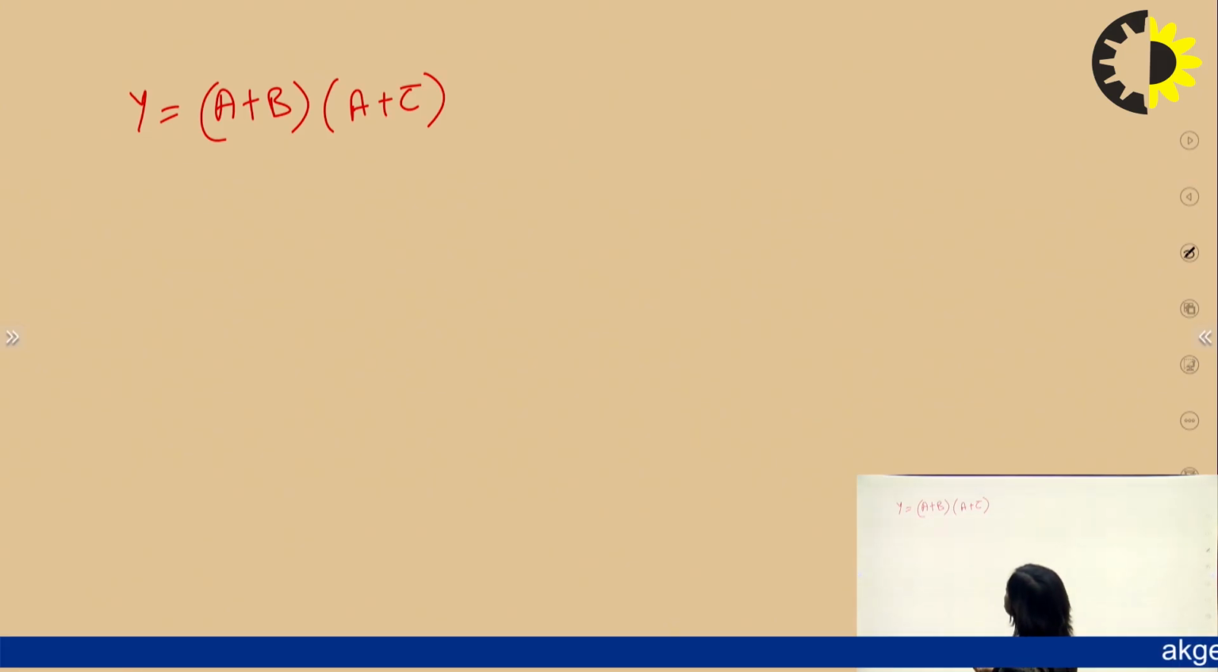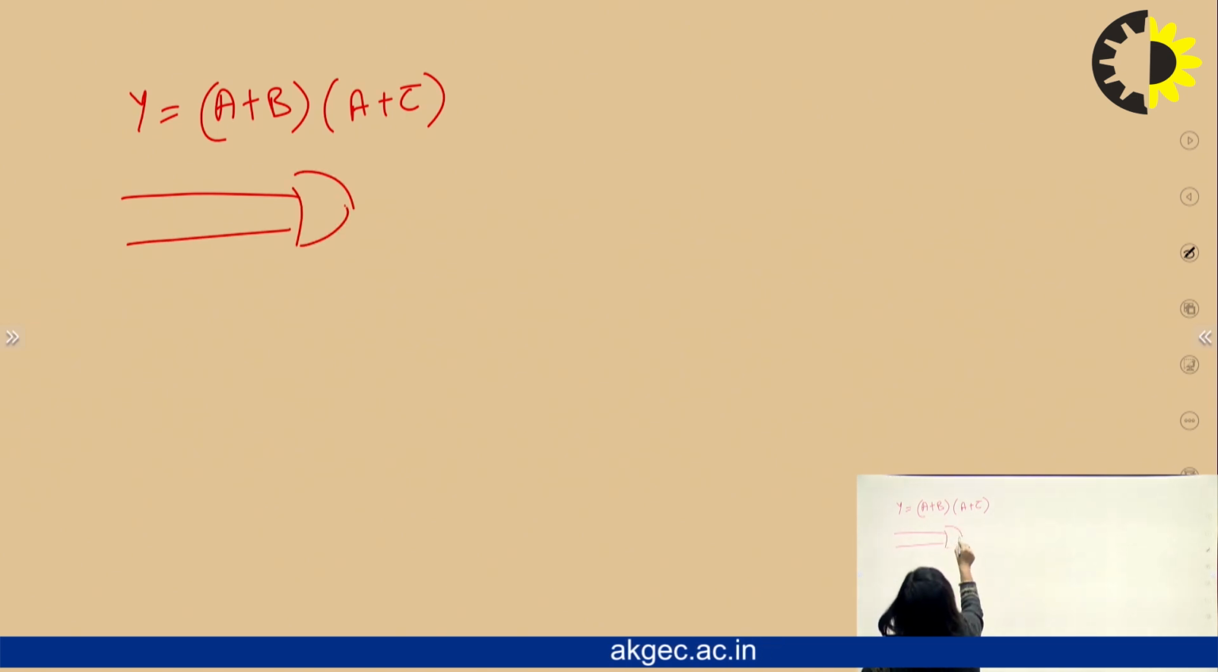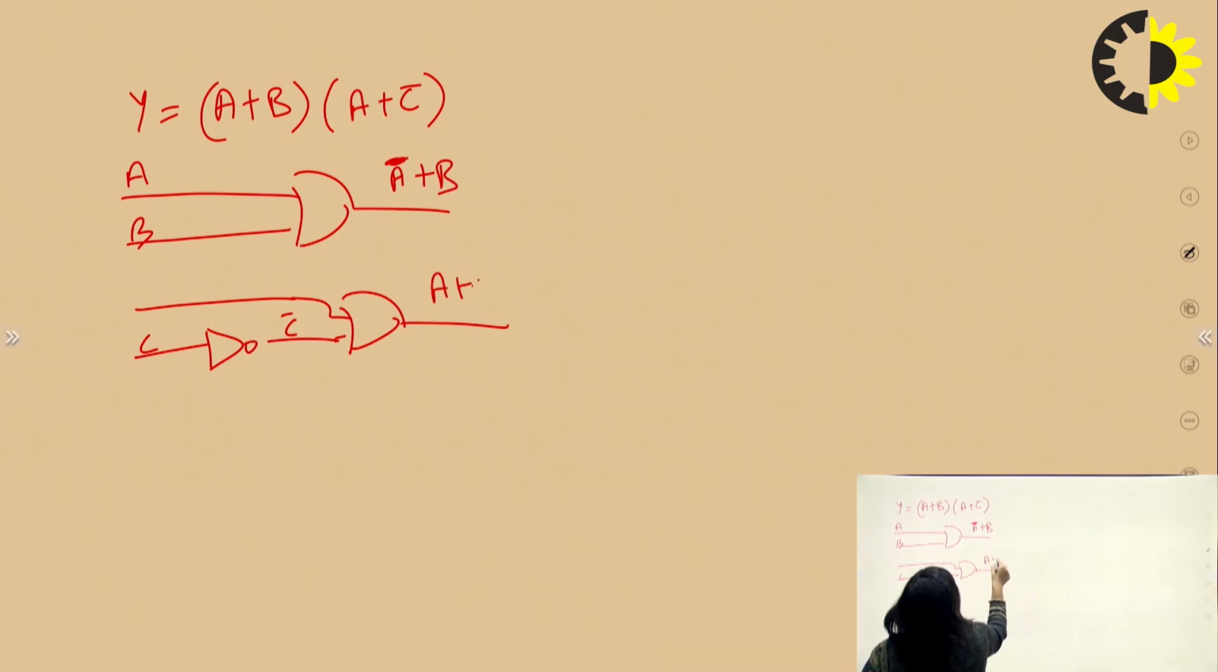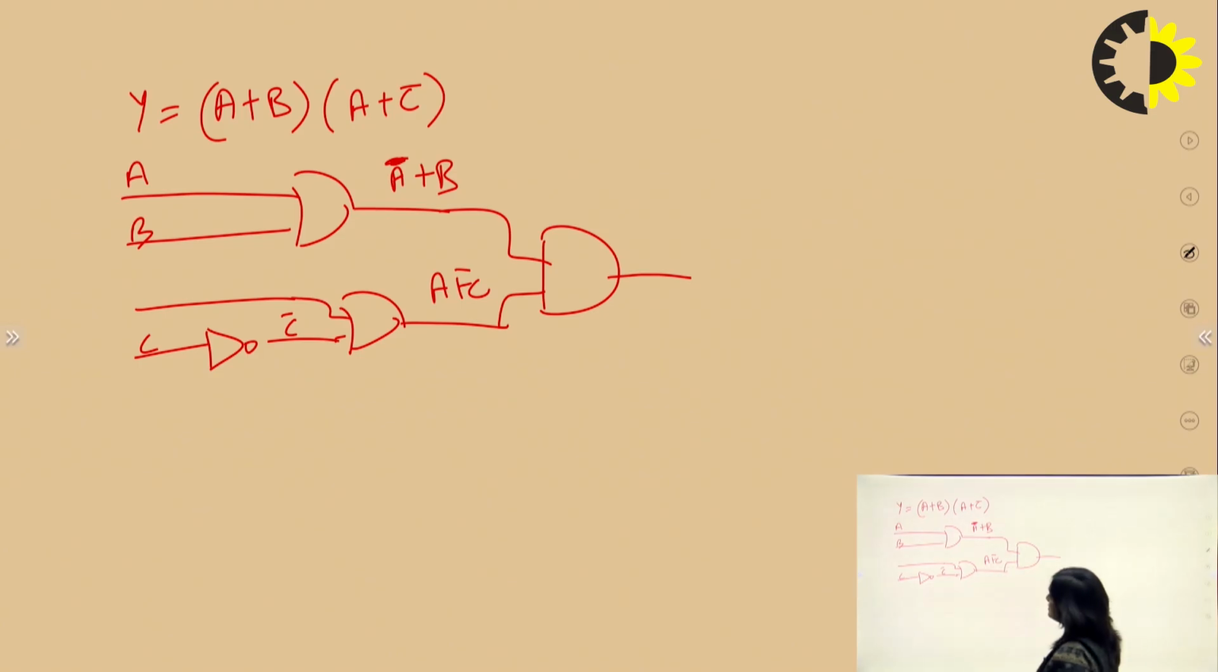We have to implement this expression by using the minimal number of universal gates. So we will see first of all that A plus B can be, this will be AB, so this will be A plus B, and C will be passed with the NOT gate, so it will be C bar. So it will be A plus C bar. After that, it will be passed through AND gate. Now you are asked to implement this expression with the minimal number of universal gates.